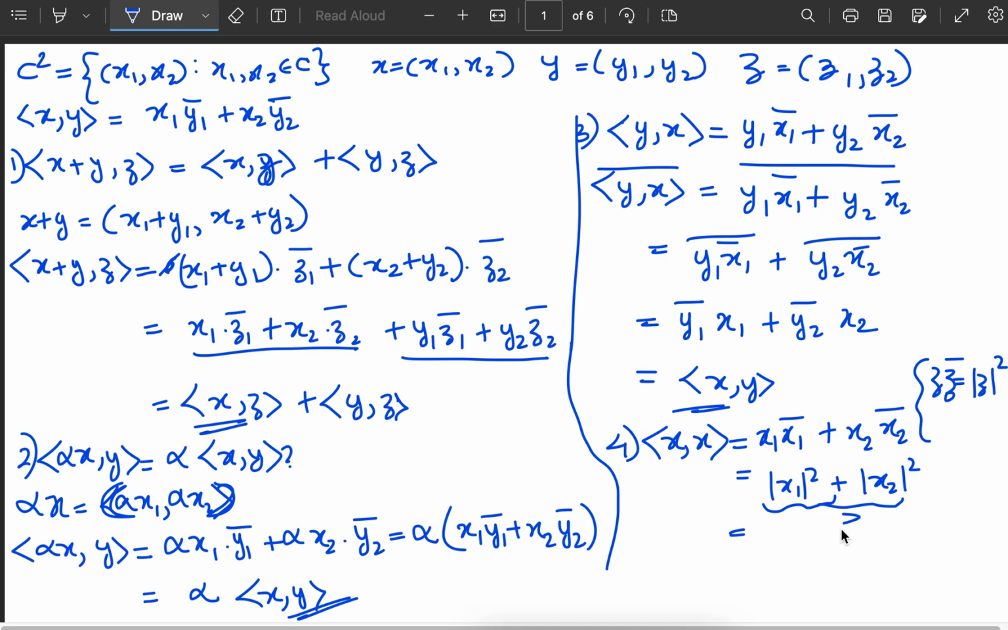These are positive numbers, always greater than or equal to 0, so inner product xx is greater than or equal to 0. Now what was the next property? Inner product xx is equal to 0 if and only if x is equal to 0, which we need to show. Inner product xx equal to 0 means the terms sum to 0. Since these are greater than or equal to 0, they are equal to 0 only if each term is equal to 0. That is, mod x1 must be equal to 0 and mod x2 is equal to 0.